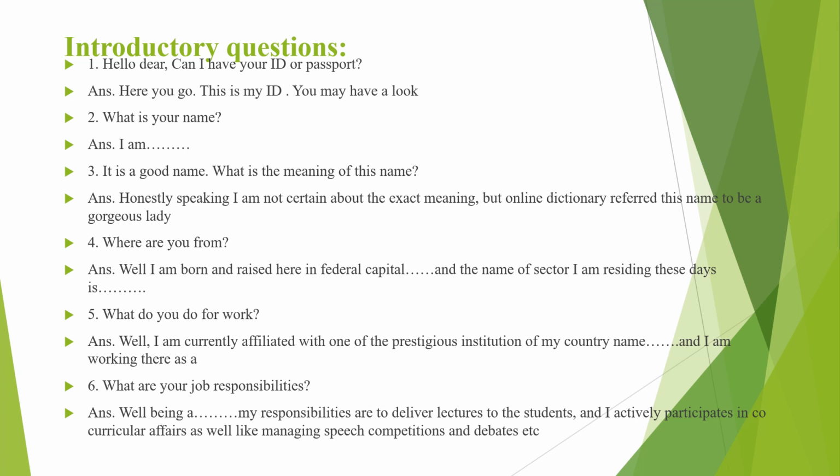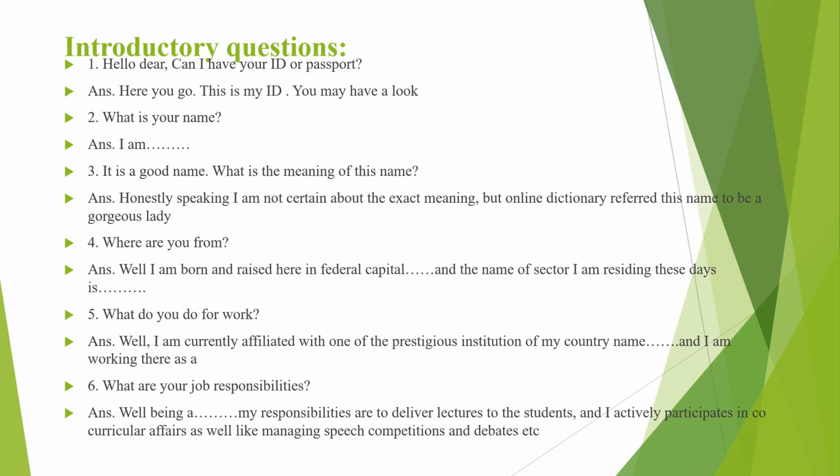Then they can ask you about your belonging, where you belong or where you're from. You can answer it this way: well, I'm born and raised here. It can be your capital, it can be your province, or it can be any city of your country. You can mention the name of the area, the location where you are residing these days. So that's all you can answer about yourself.